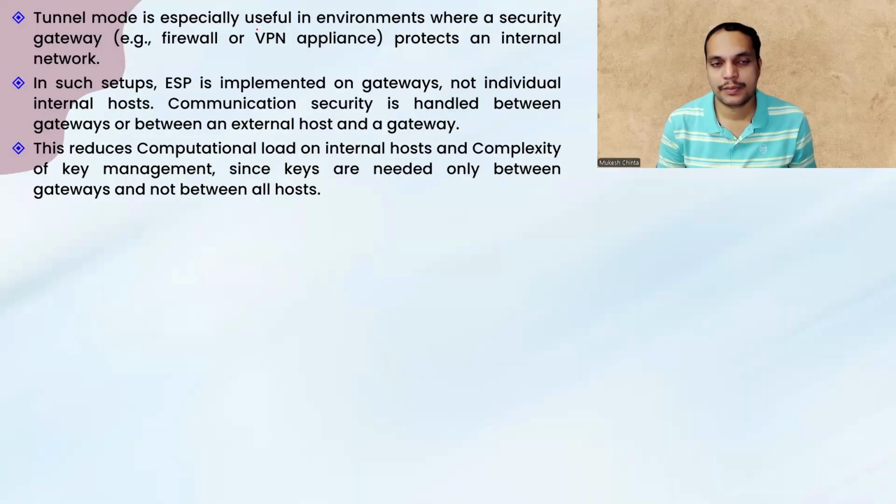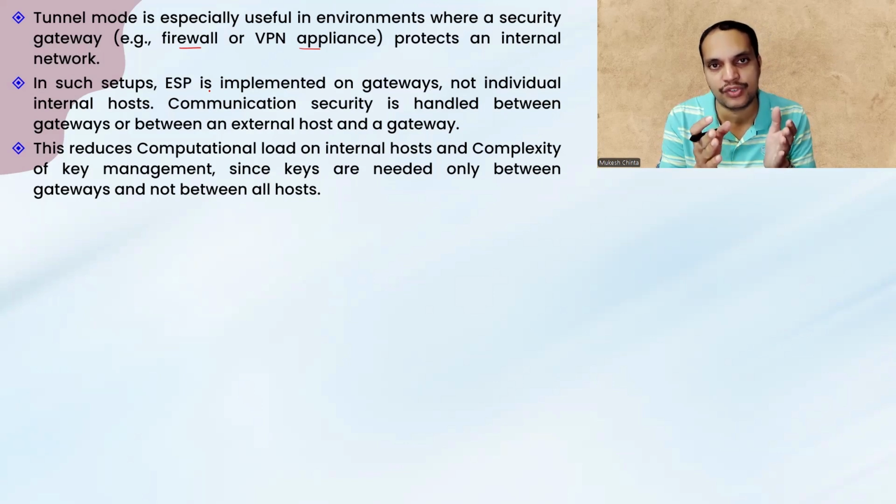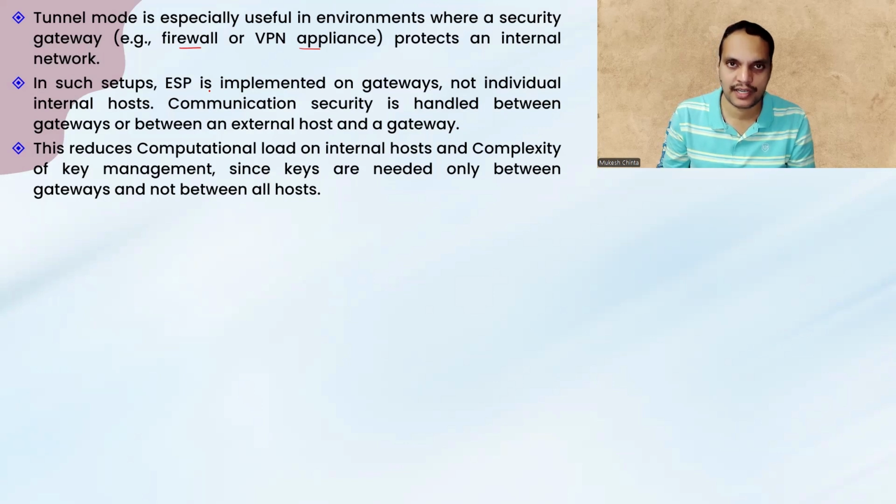So tunnel mode is especially used in environments where a security gateway like a firewall or a VPN appliance protects an internal network. In such setups, ESP is implemented on gateways, not individual internal hosts. Now you might have 10 or 20 systems within your network. And if I can place a firewall to safeguard that particular network, I can implement ESP on that firewall rather than implementing ESP on each one of those 20 systems that are present. This is a far better choice for me. This reduces computational load on the internal hosts and complexity of key management.